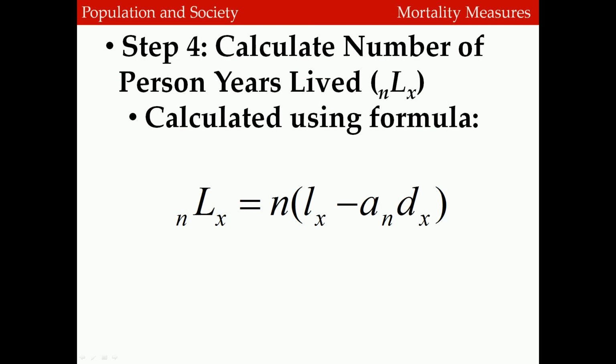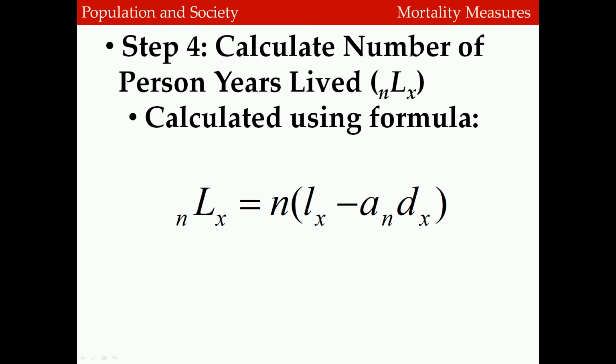Okay, so for the next step, we're going to calculate the number of person years lived for each of the age ranges. So remember that even though we have some number of people in our hypothetical age range, it's not the case that every age range is the same size, right? Some age ranges represent 1 year, others represent 5 years, or even more. So what we're going to do is calculate the number of years that those people are contributing by taking into account the number of years in the age range. And so we're going to calculate the number of person years lived, which is referred to as sub n, capital L sub x.